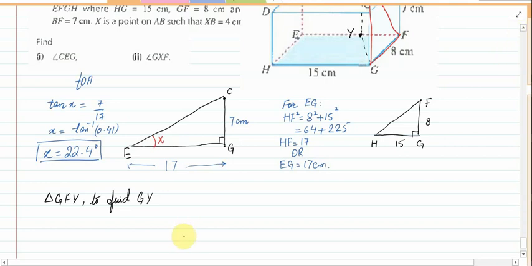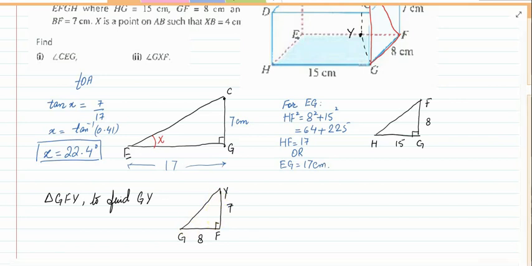So GF is a straight line. From F at 90 degrees you have a point Y, so that is your right angle triangle. GF is 8 centimeter, FY, that is the height, is 7. We need to find the value of GY. We can easily find it by using Pythagoras.